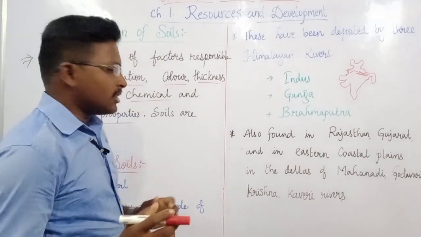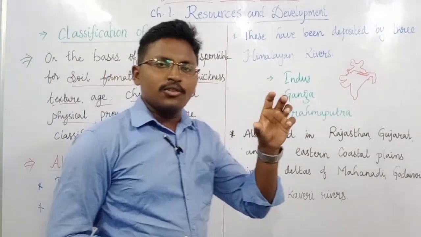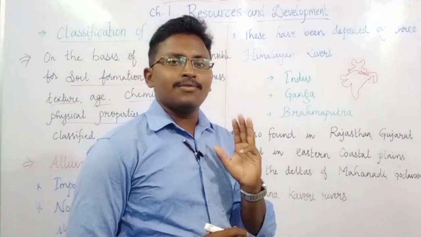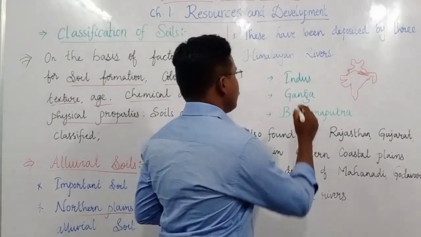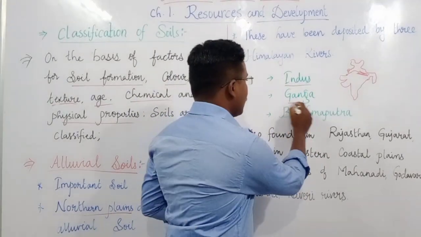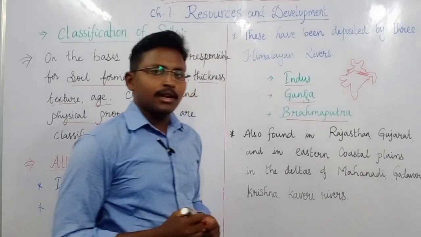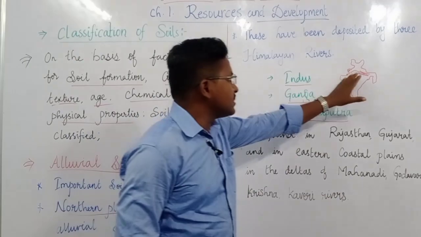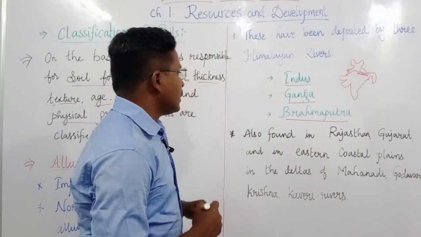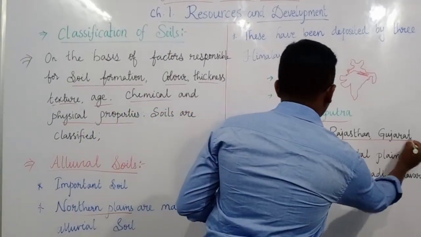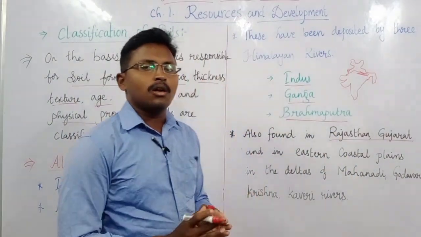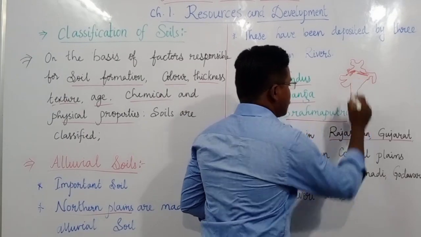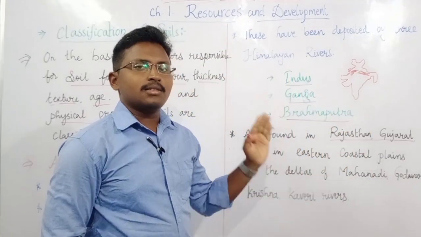alluvial soils. How are these alluvial soils mainly formed? They are mainly formed because of three important Himalayan rivers: Indus, Ganga as well as Brahmaputra. Then you may ask, are these alluvial soils only covered in this region? No, they are also found in other regions such as Rajasthan and Gujarat, but in a narrow zone, not in a complete manner, but in a small narrow zone.